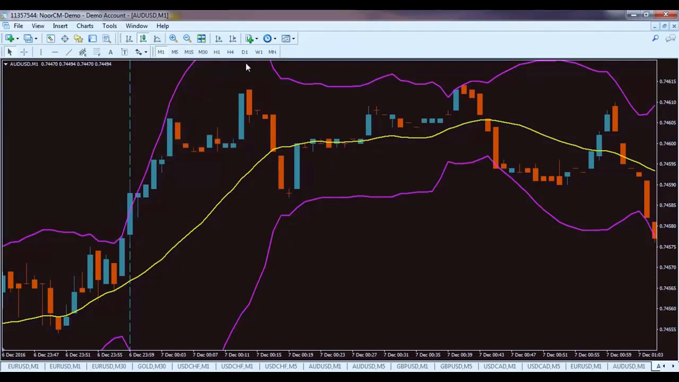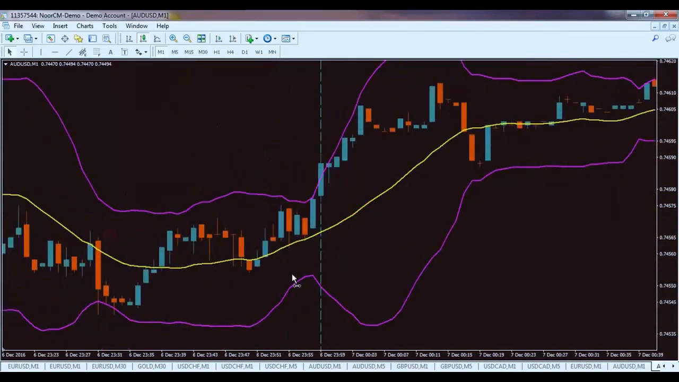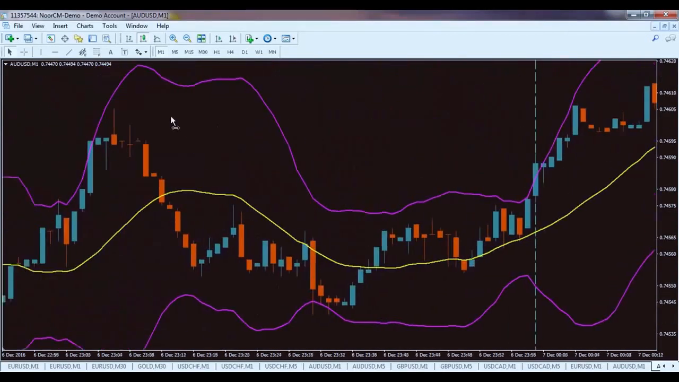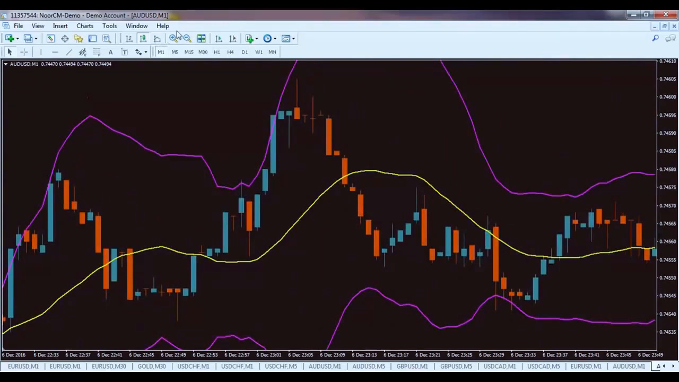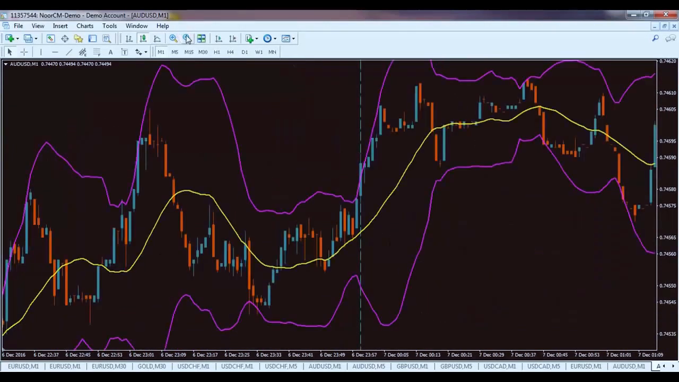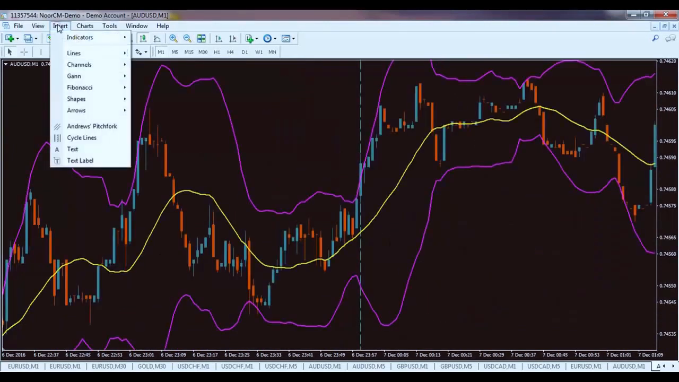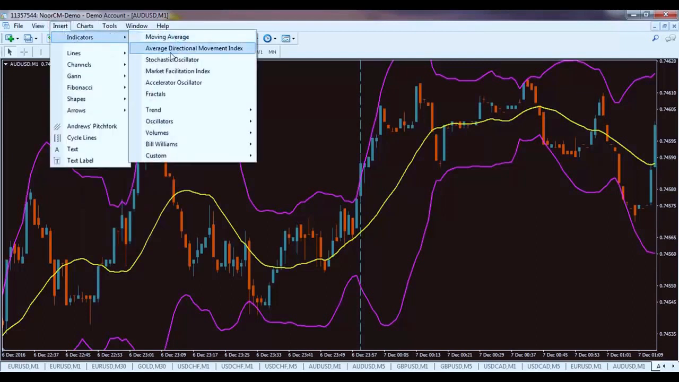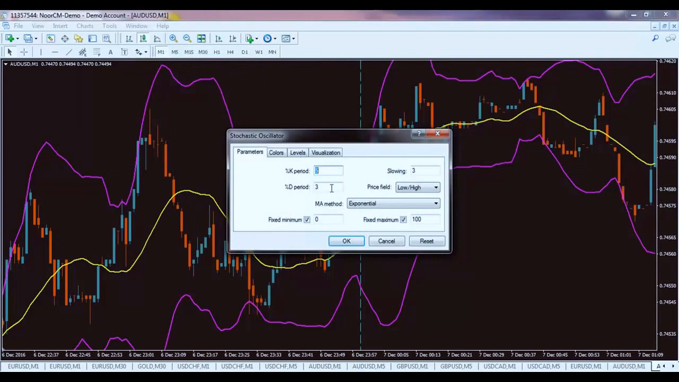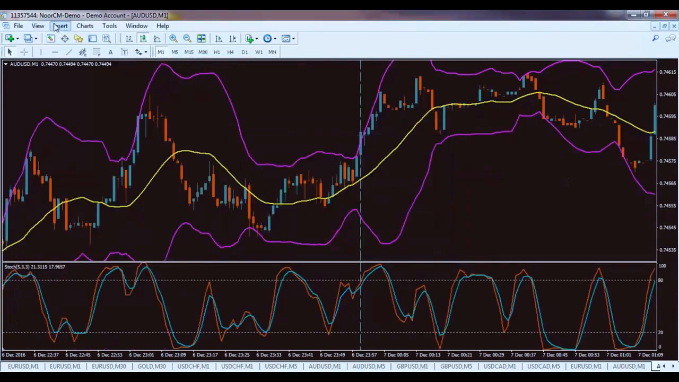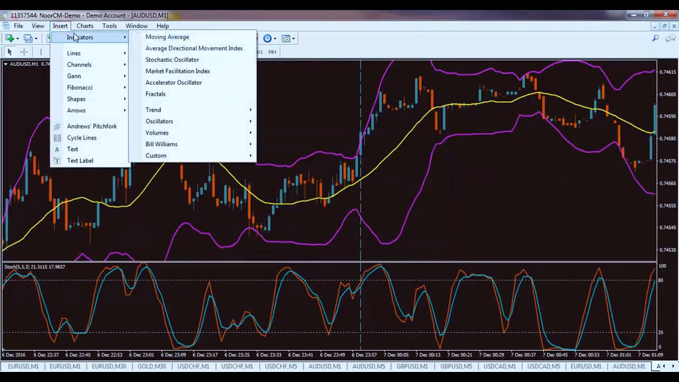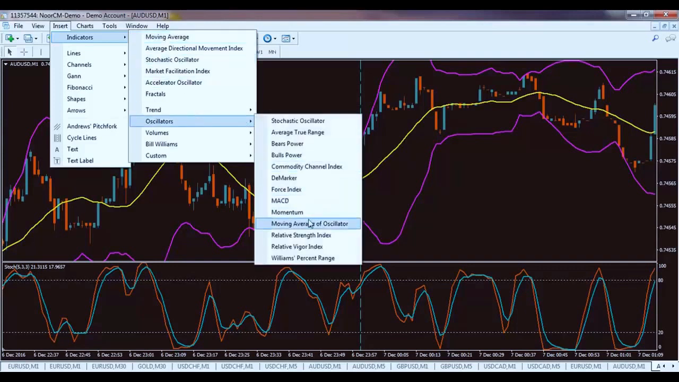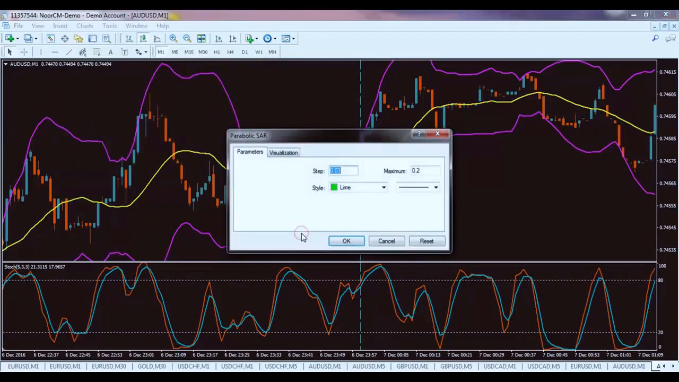Okay. Some people suggest, for example, to add some other technical indicators, something like stochastic, okay, or I don't know, something like relative strength index.